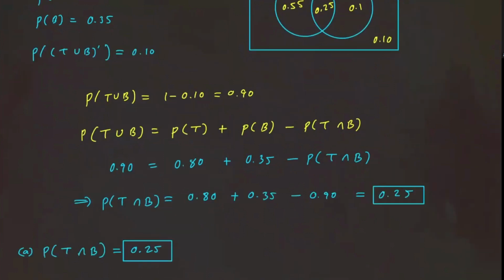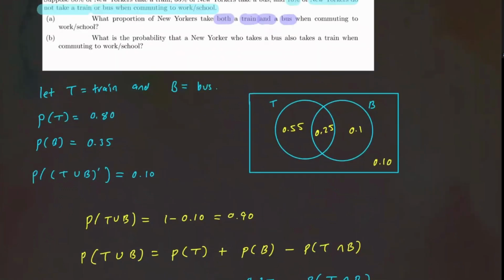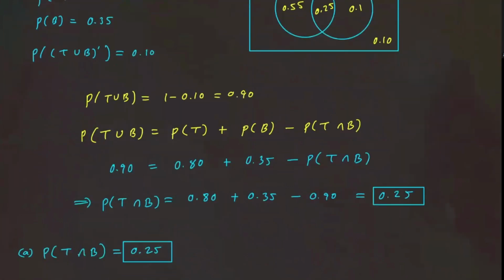Now for the second part, we want to know what is the probability that a New Yorker who takes the bus also takes the train when commuting to work. So that means that's conditional. So this will be the probability of those who take the bus, so bus is the given event, also take the train. So that is what we're looking for in the second part of the problem. Let's go ahead and find that.